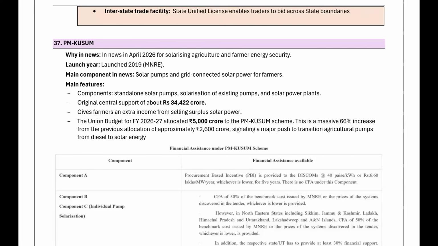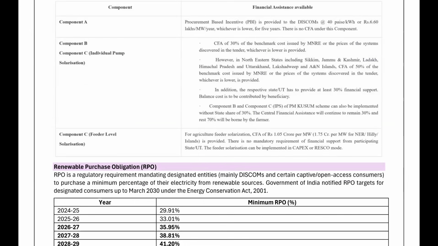अब इसके बाद आपको prelims के लिए क्या important है? The original central support of about rupees 34,442 crore. The union budgets for financial year 2026-2027 allocated 5,600 crore for PM Kusum scheme. ठीक है? बाकी you don't need to understand. Is it clear? This is all about the PM Kusum scheme.